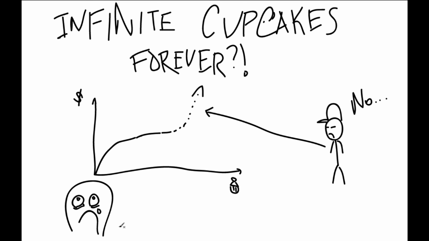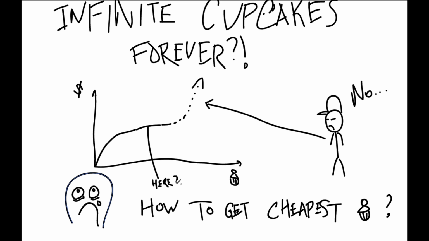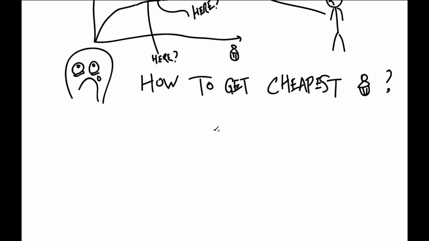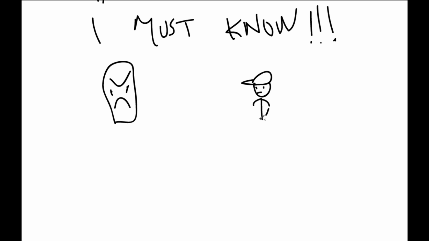And how do I figure out how to get the cheaper cupcakes? Like, where do I stop? Do I stop buying at like 769 cupcakes, or 780 cupcakes, or 964? I have to know. I don't even know how much each of those cupcakes is going to cost me. You have to tell me which cupcake is going to be the cheapest.